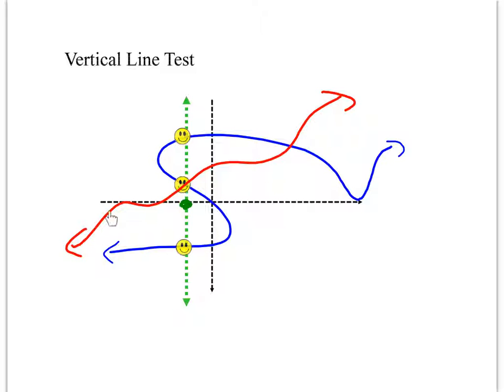However, this red line would be a function because no matter where I draw a vertical line, it always passes the vertical line test. In other words, it only passes through the graph one time.